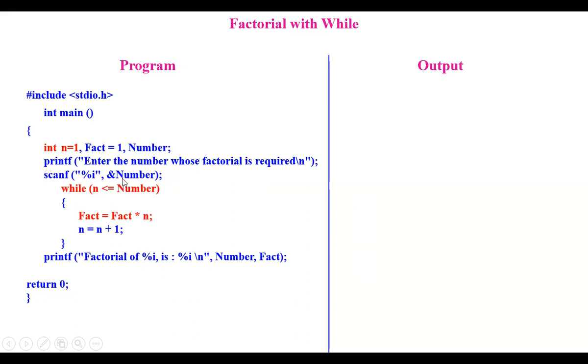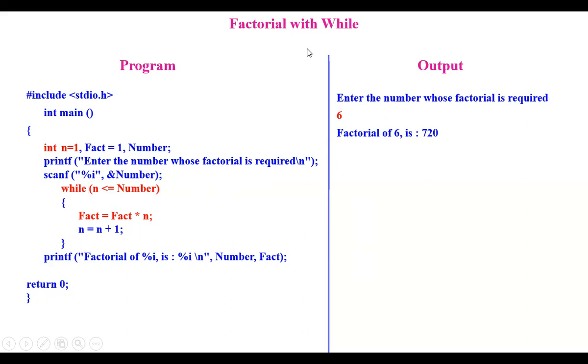Number means the number which we have entered, and the result is fact. So this fact gives out here. Compile this and execute. It asks which factorial is required. Suppose I have given 6. Now the factorial of 6 is 720. This loop calculates the factorial of this 6 and it displays the value here.